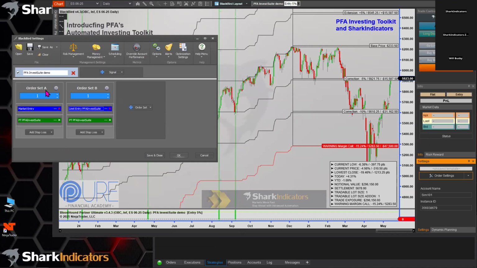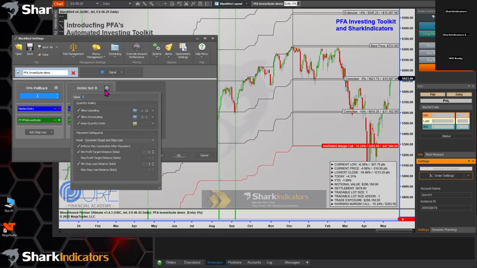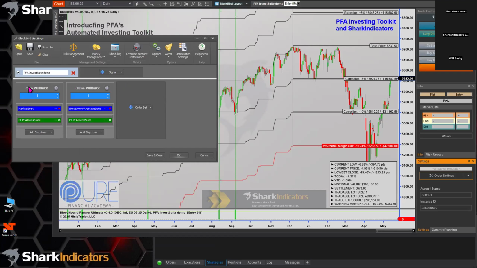So if we wanted to, we could even put in here a negative 5% pullback. You can custom name these orders if we wanted to. It's all about bells and whistles, right? Everybody loves customization. So there's our 5% pullback entry and our 10% pullback entry.